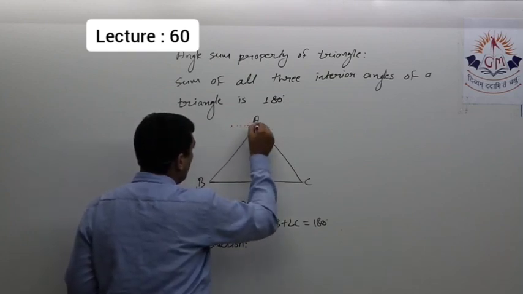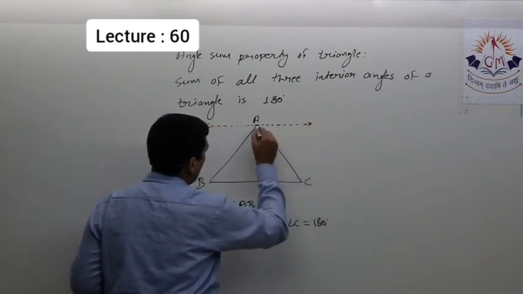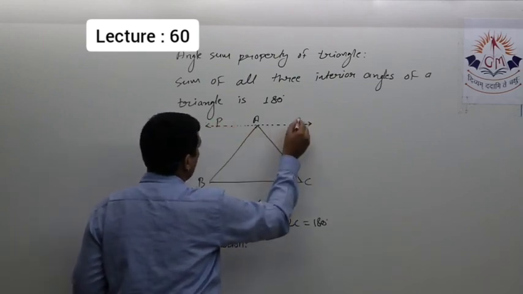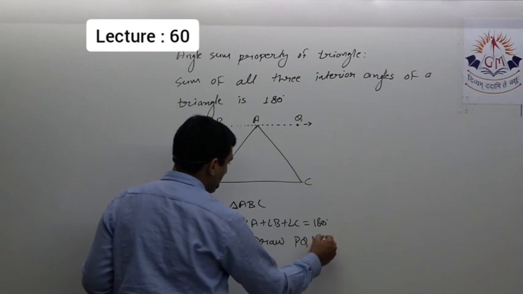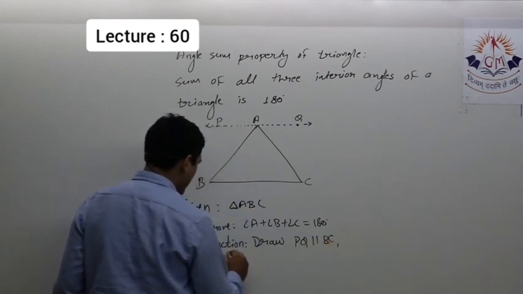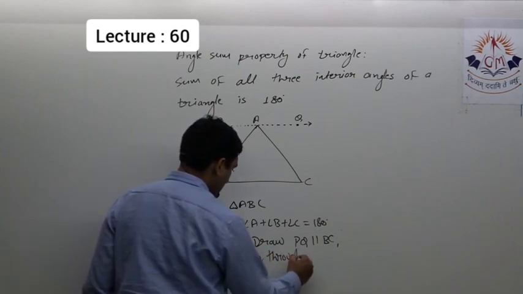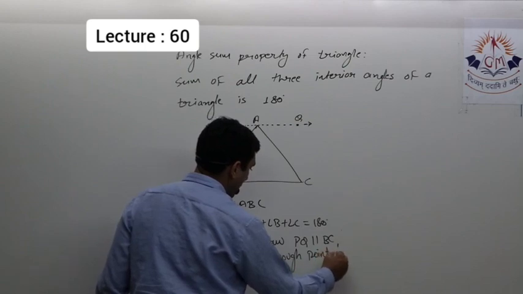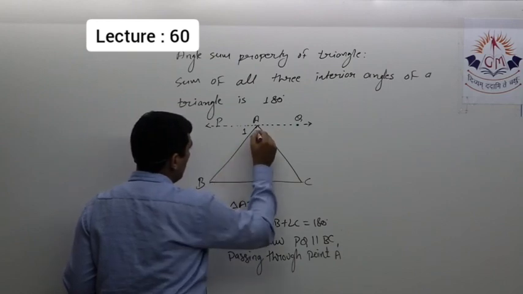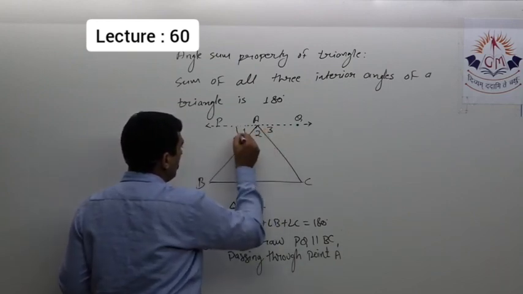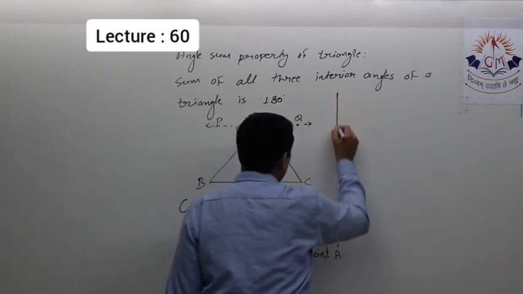I will draw a line parallel to BC passing through A. Let the line be PQ. So draw PQ parallel to BC passing through point A. Now let's say this is angle 1, this is angle 2 and this is angle 3. Now let us see its proof.